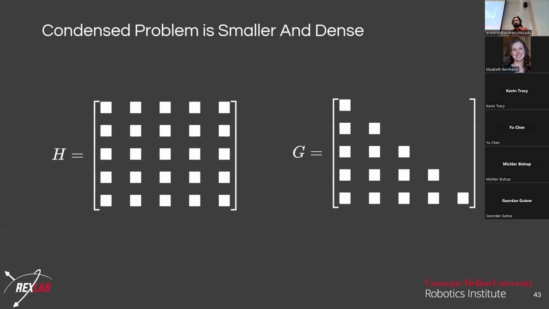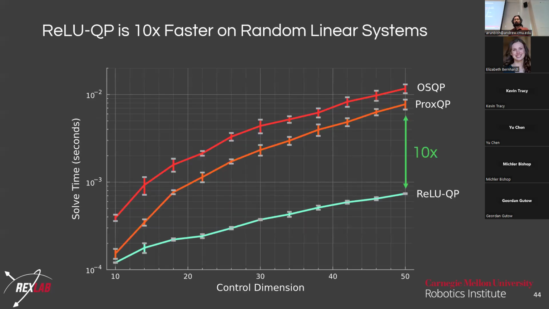So to test this, we threw this at a bunch of random linear systems with control dimensions from 10 to 50 and 40 knot points. The goal here is just to drive the system to the origin, where we've made sure we're starting far enough away that the constraints are actually active and the solution isn't just automatically zero. And you can see that ReLU-QP is winning at pretty much every size and is up to 10 times faster when we get up to 50 controls. But again, this is just a random system. And let's get to the real thing.